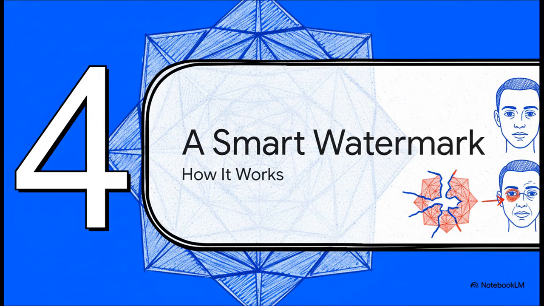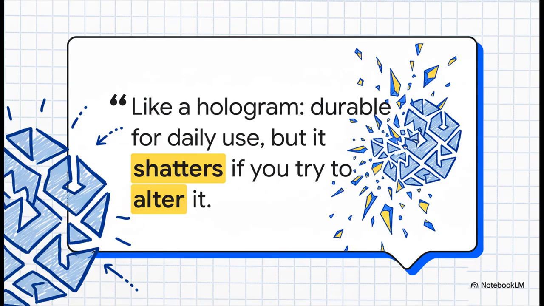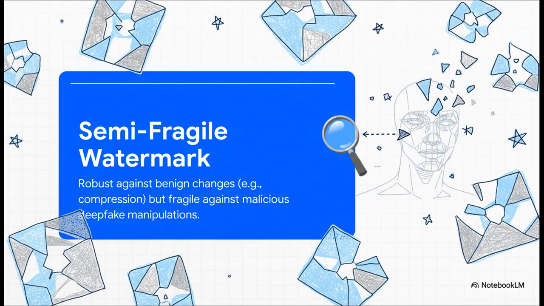Well, these researchers developed a system that transforms this idea into a really powerful, really practical tool for sniffing out deepfakes. The researchers used a fantastic analogy to explain it. They said to think of their fractal watermark like the hologram on your credit card. You know, it's durable enough for everyday use, you can swipe it, bend it, whatever, but if someone tries to tamper with it, it just shatters. The technical term for this idea is a semi-fragile watermark.